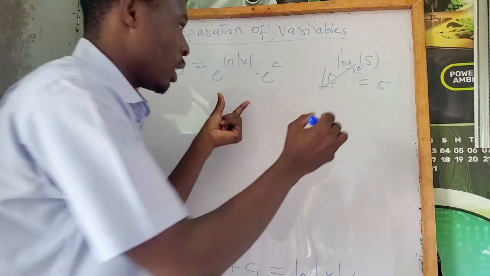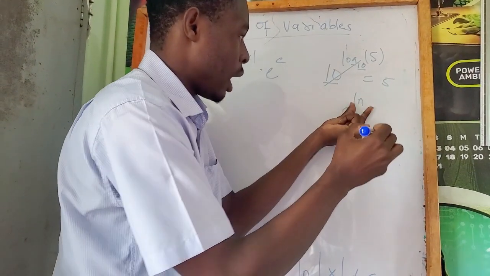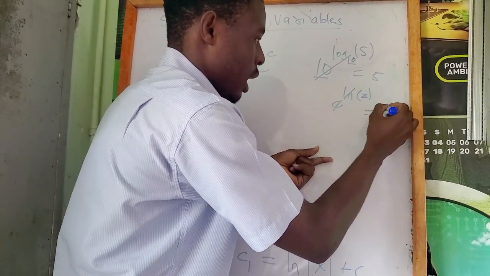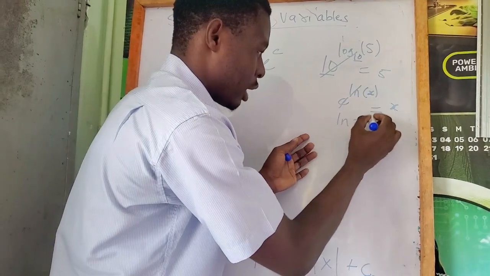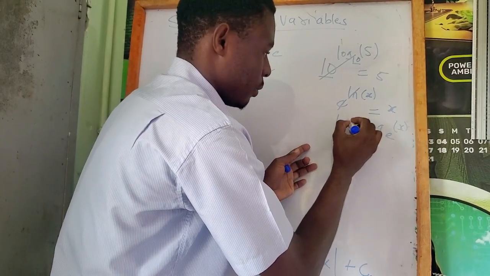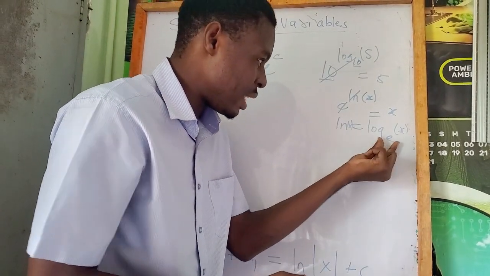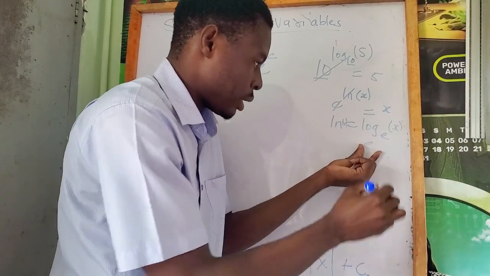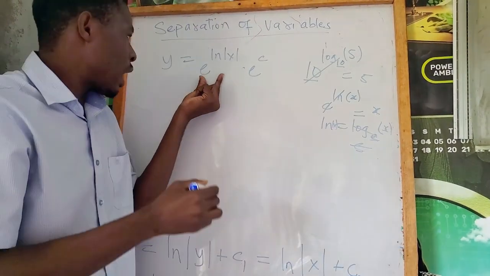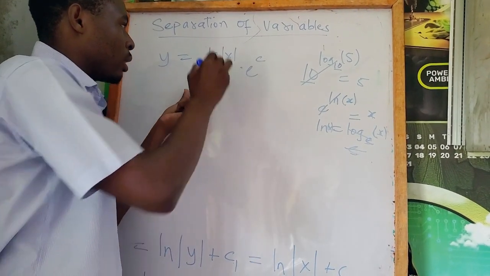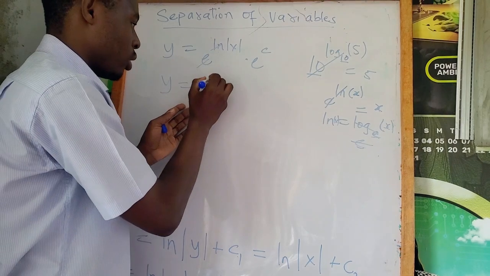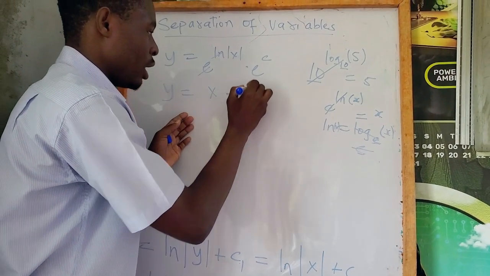Now the same thing for ln. If you have e to the ln of anything, let's say x, this e will cancel this, giving you x. Why? Because ln is log to the base e of x. So ln means log to base e, and if we have something like this, because this matches this, it will take out this, leaving you with only x. So with that knowledge, e here will cancel ln, so we get that y is equal to what is left? It will be x times e to the c.